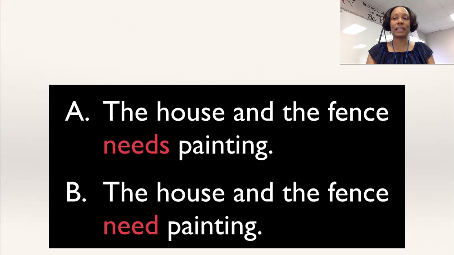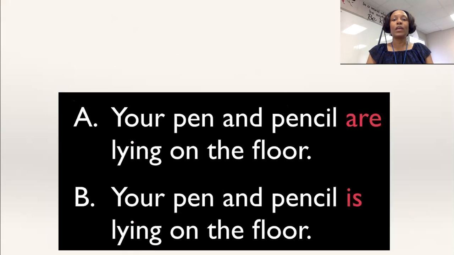Let's look at another example. A, your pen and pencil are lying on the floor. B, your pen and pencil is lying on the floor. Again, you have a compound subject, pen and pencil, so you'll need a plural verb to accompany it. So the correct answer in this case would be A, very good. Your pen and pencil are lying on the floor.